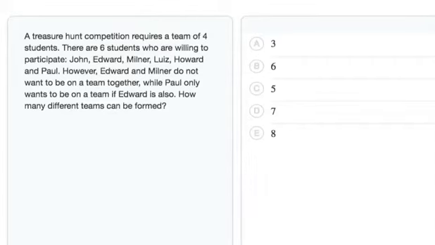To begin to answer this question, we will break it down into two scenarios. One scenario would be whether Edward is on the team, and the other scenario would be whether Edward is not on the team. So let's go ahead and look at those two scenarios separately. Let's start with the case where Edward is not on the team.